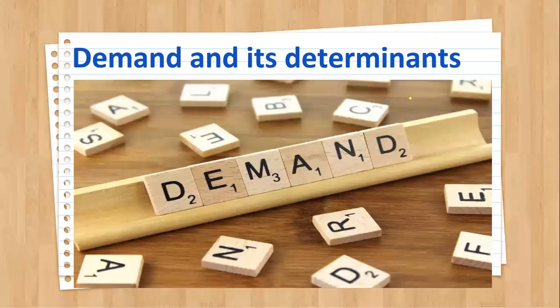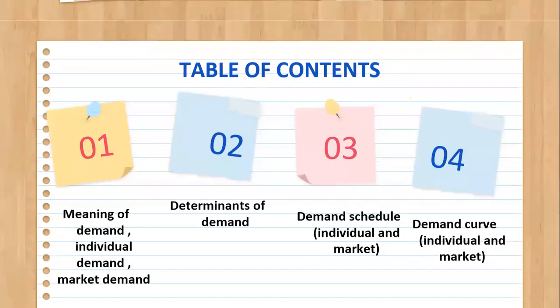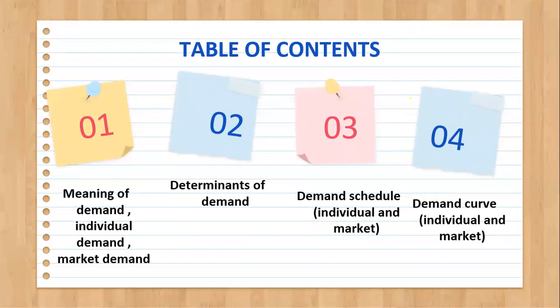Hello everyone. Now, in this chapter, we'll study demand and its determinants. This is the table of contents we'll study: the meaning of demand, individual demand, market demand, its determinants, demand schedule, and its curve. So the first question arises: what do we mean by demand?